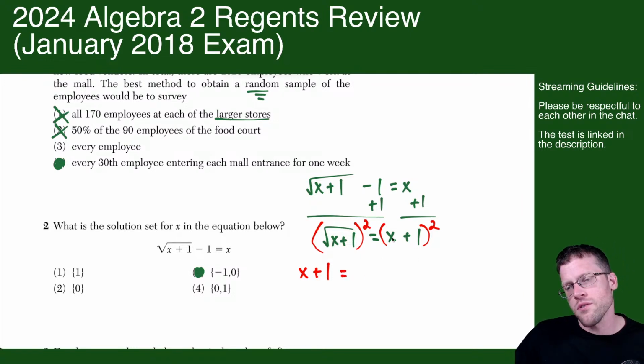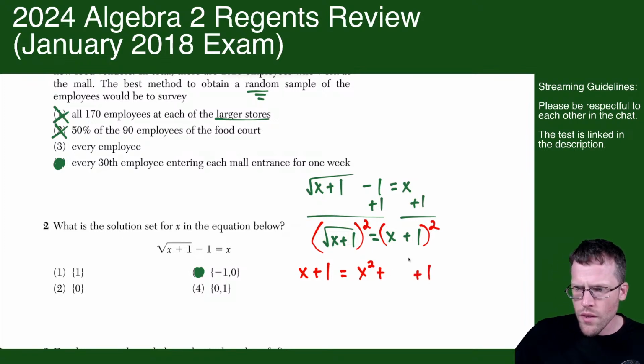And now this, please don't say x squared. Please don't say x squared plus 1. Okay, that's the most common mistake. There's going to be a 2x in the middle. All right, reason being, when you do x plus 1 squared.